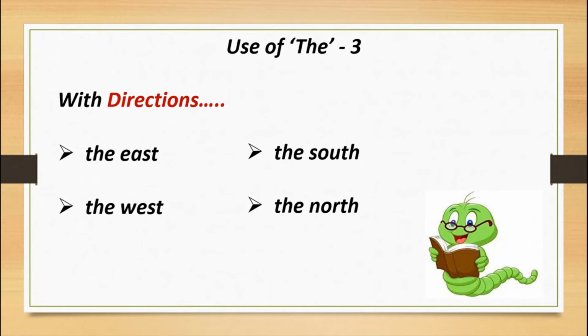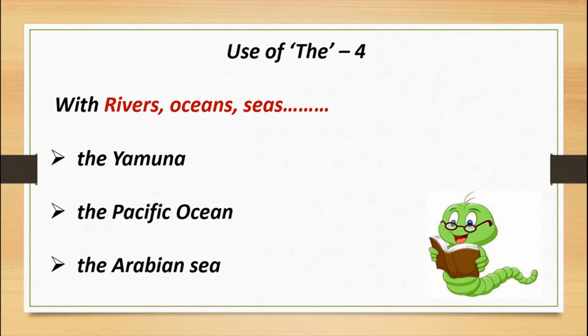Rule 3 for use of the. With directions, we always use the. For example, the east, the west, the south, the north. Rule 4 for use of the. With rivers, oceans and seas. For example, the Yamuna, the Pacific Ocean, the Arabian Sea.